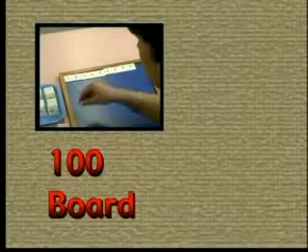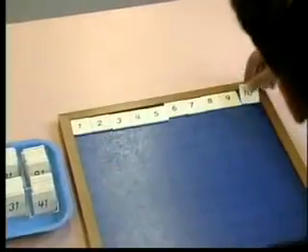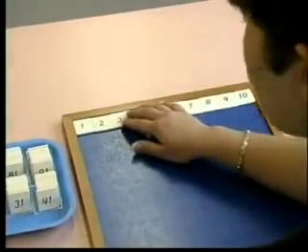The 100 board provides a 10 by 10 square grid for counting practice. The child places the appropriate tile in each square, reinforcing the concept of 9 as the greatest number of units, and then changing to the next ten, until all 100 squares are filled.